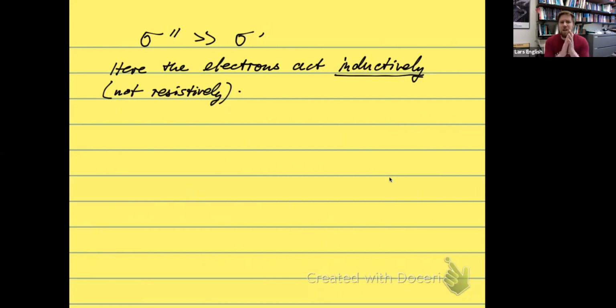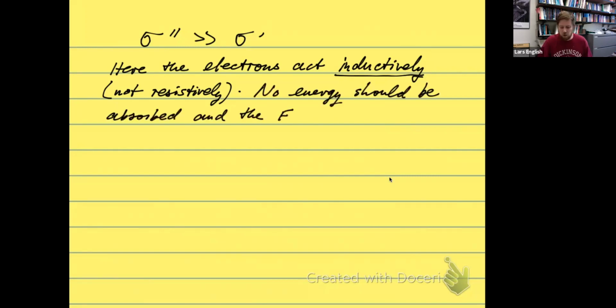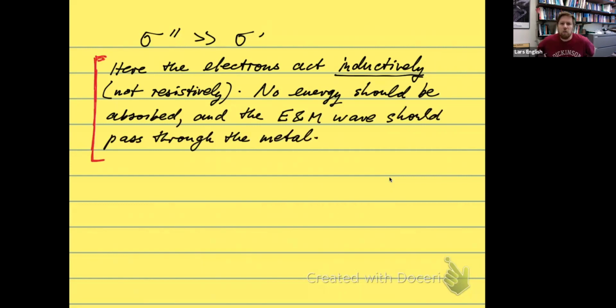That's it. And so in this limit here, we can say that the electrons act not resistively, but inductively. There's going to be this pi over 2 phase lag, or the 90 degrees phase difference between the electric field and the current density. Okay, this is why we call it inductive. This is exactly what happens when you induce a current using a changing magnetic field, for instance. So here we should see that no energy would be absorbed, and the electromagnetic wave should pass through the metal without diminishing in amplitude.